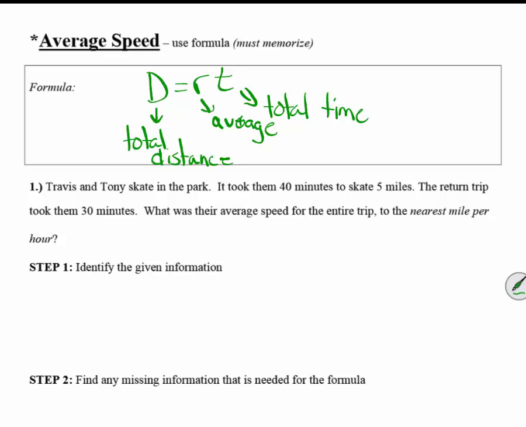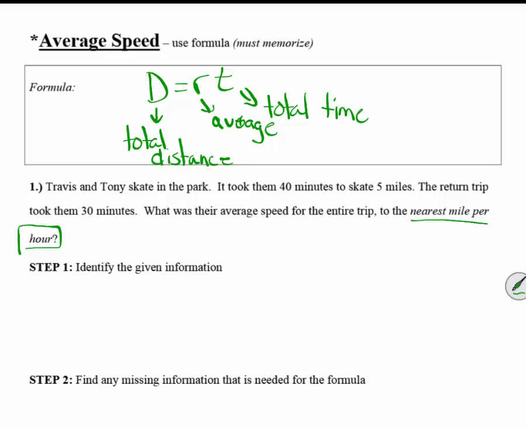So we have Travis and Tony skate in the park. It took them 40 minutes to skate 5 miles. The return trip took them 30 minutes. What was their average speed for the entire trip to the nearest mile per hour? So we have to make sure that we're matching up units as well.